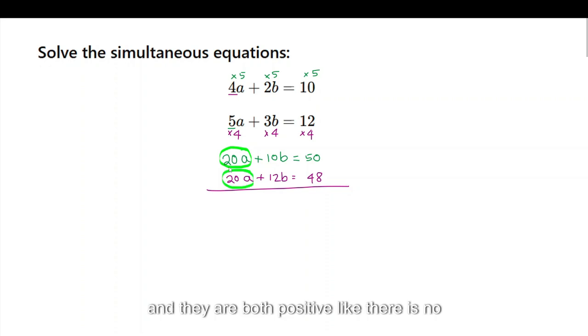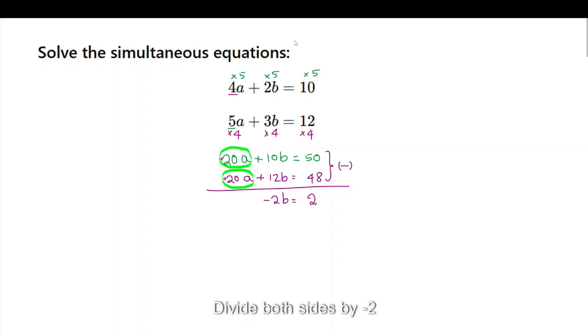And they are both positive, like there's no sign in here, but that means they're positive. So same sign means you take them away. Now, 20a take away 20a is nothing. 10b take away 12b is negative 2b equals 50 take away 48. 50 take away 48 is 2. Divide both sides by negative 2. Negative 2, cross them out, b is equal to negative 1.